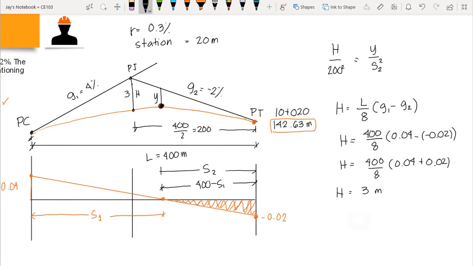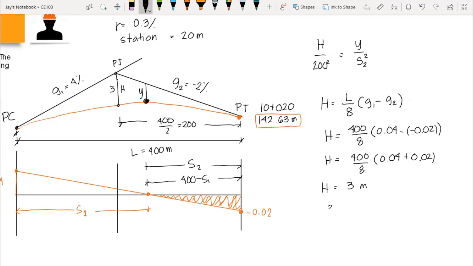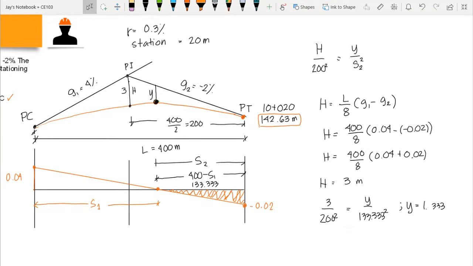So we can now compute y. So we have 3 over 200 squared equals to y over S2, here is basically 400 minus S1, and that would give us 133.333. So we have 133.33 squared. This would give us y equals to 1.333. So how are we going to compute for C?